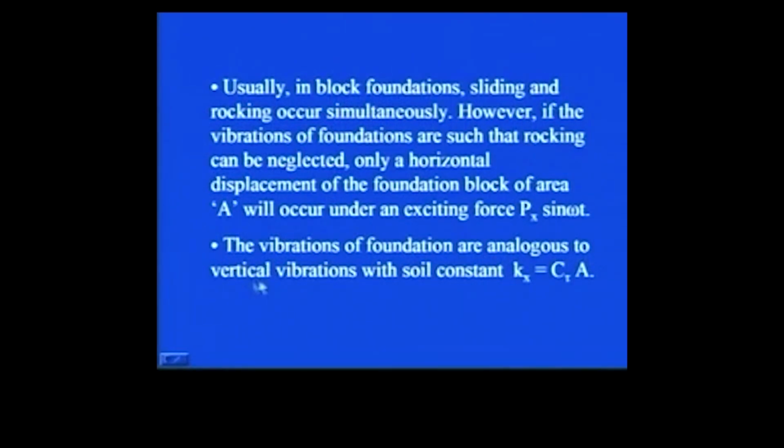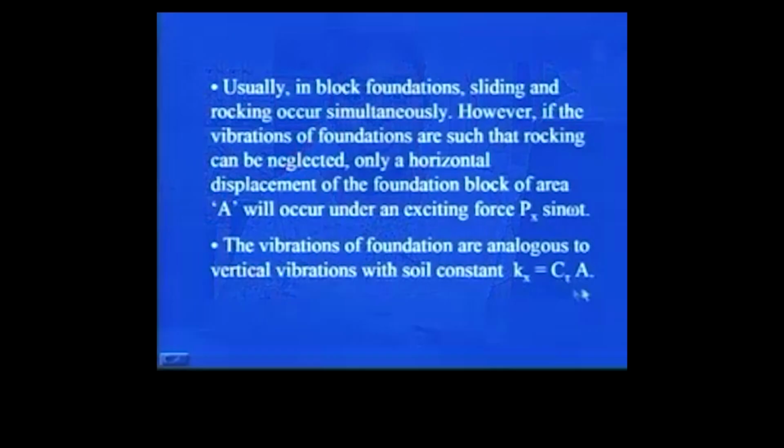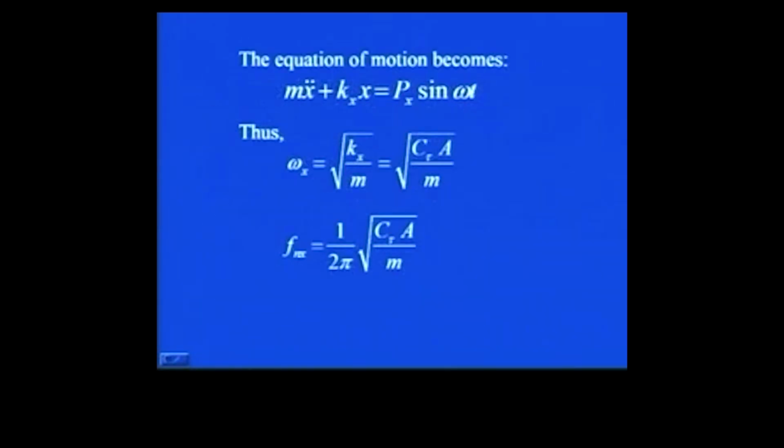So, the vibrations of foundation are analogous to vertical vibrations with soil constant Kx equal to C tau into A. When we were discussing pure vibration in the vertical direction of a block foundation, there we saw that Kz was equal to Cu times A. However, analogous to that, in this particular case, when it is subjected to pure sliding, this soil constant Kx will be C tau into A.